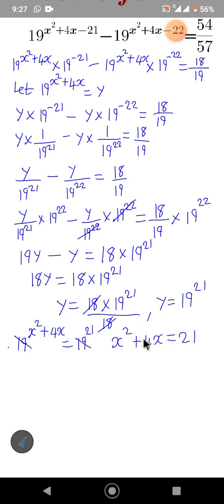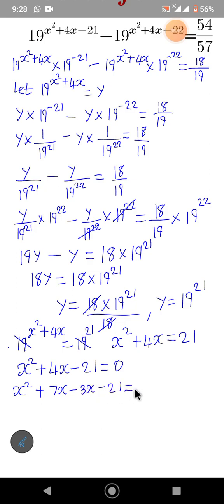Now, I'm going to rearrange this to get a quadratic equation. So we write x squared plus 4x. Now, this will come inside. So here will become minus 21 equal to 0. Now, this is a quadratic equation. I'm going to solve it using factorization method. So I'm going to write, I'll say x squared plus 7x minus 3x minus 21 equal to 0.